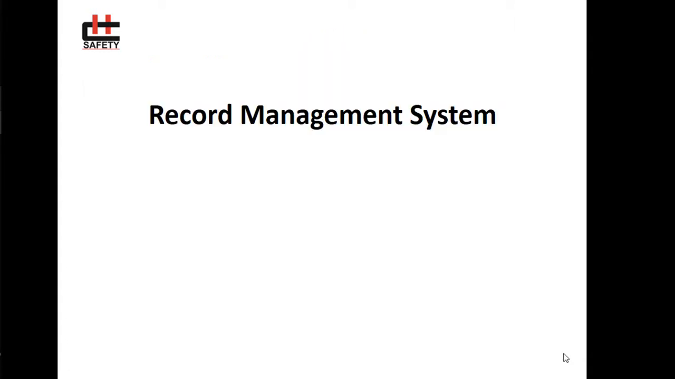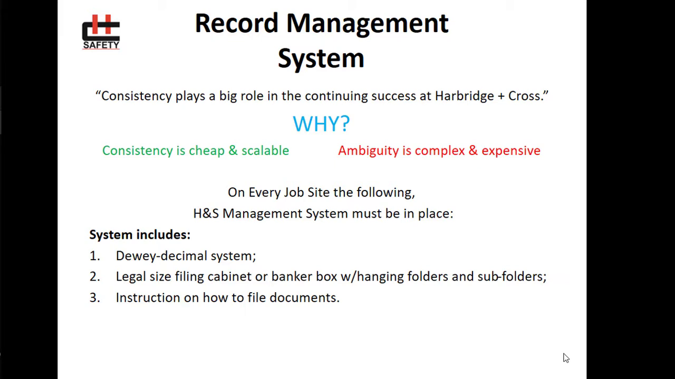The record management system. Once it's all said and done and your inspections are finished, we have to file them properly. It's important that we can pull up our inspections whenever we need to, including during the time of a CORE audit. Consistency plays a big role in the continued success at Harbridge and Cross. Why? Because consistency is cheap and scalable. If everyone does whatever they want to do, it creates a lot of ambiguity, which is both complex and expensive.